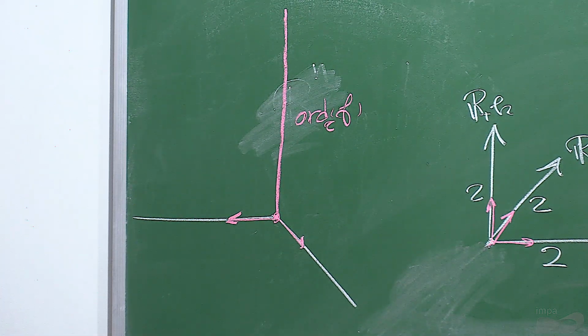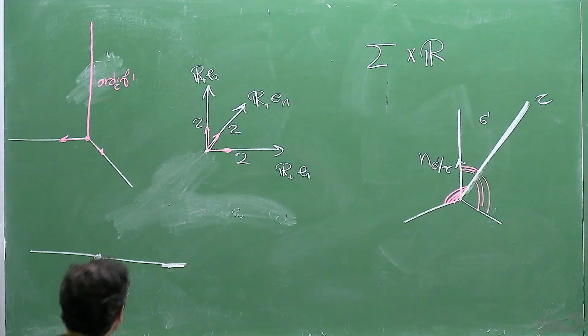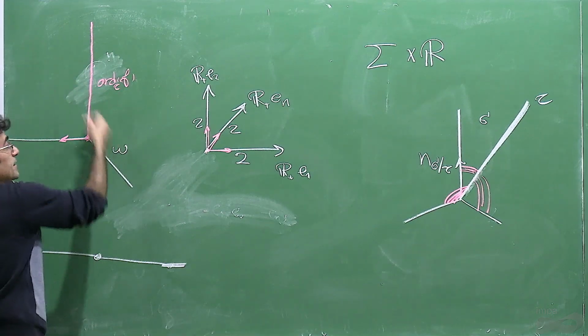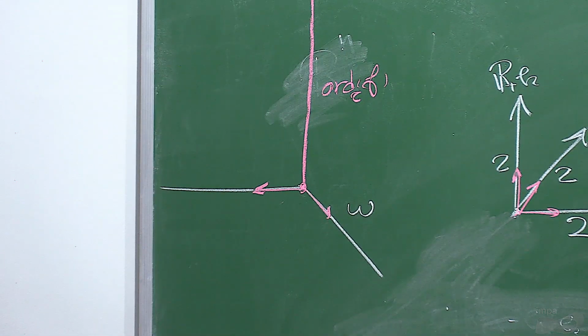So what I have done is that now I have a fan which is embedded not inside Rn, it's embedded inside Rn plus 1, and it has new cones given by the divisor of this function f. And the theorem is, if I add all these cones with these order of vanishings as weights on these new top dimensional cones, this will be again a tropical fan. You see it in dimension 1, but this is a general statement.